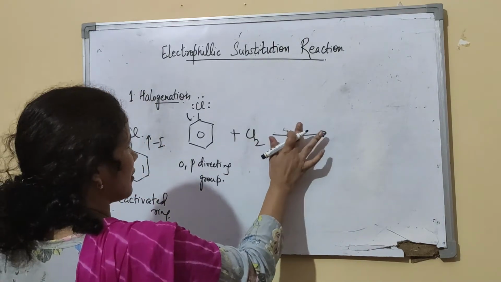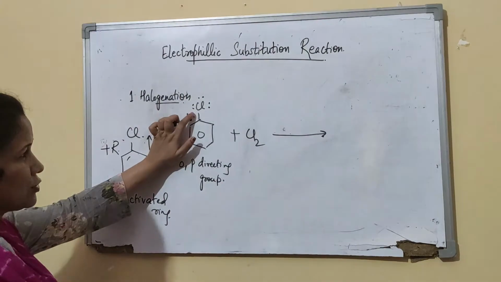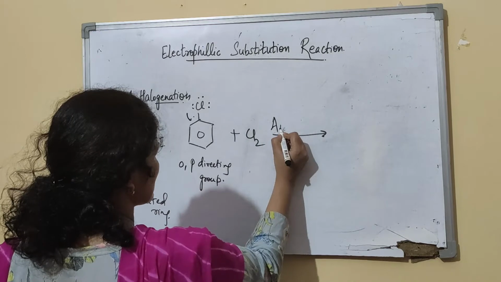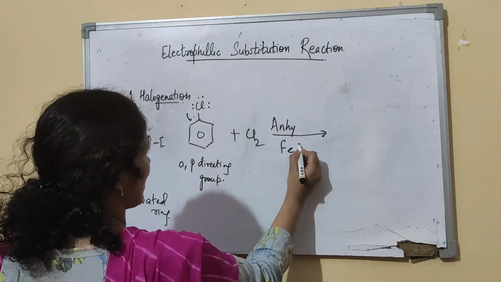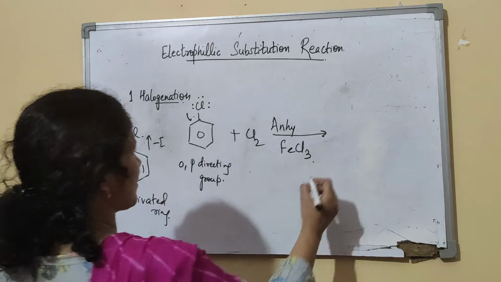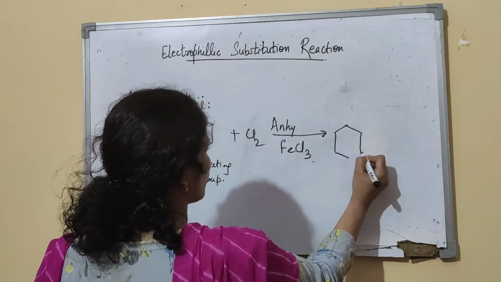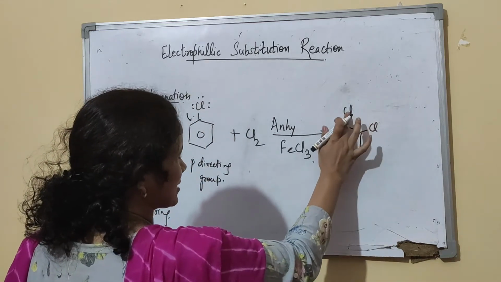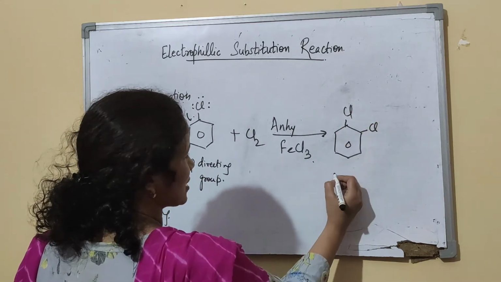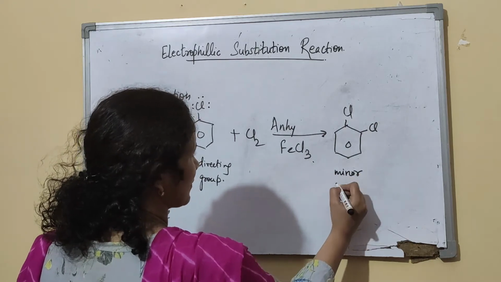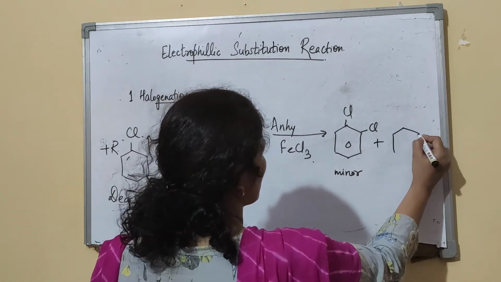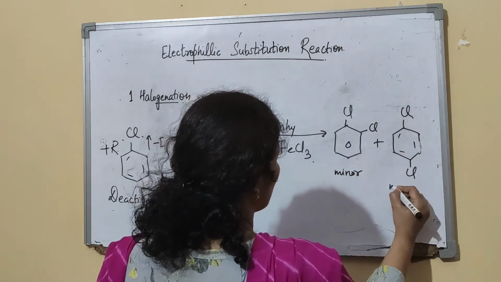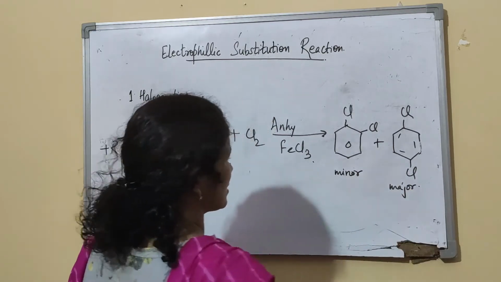So whenever we have to do the nuclear halogenation, that is, you have to attach chlorine to the nucleus, we do it in the presence of a catalyst, that is anhydrous FeCl3. So what will happen? You will get one ortho product, because of the interelectronic repulsion, so this is minor, less. Plus one would be the para isomer. So the para isomer has one chlorine here, one chlorine here. This will be the major product because it is more stable.